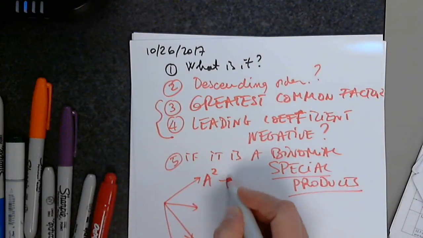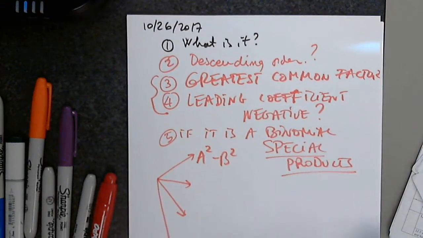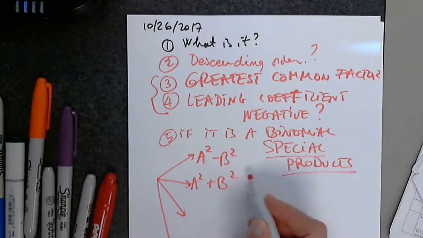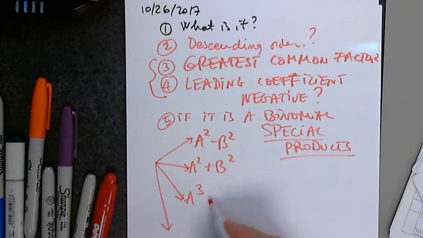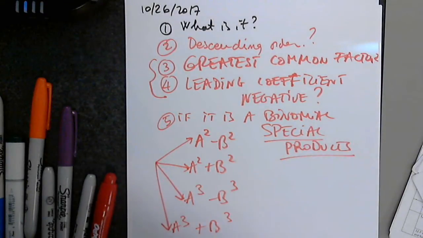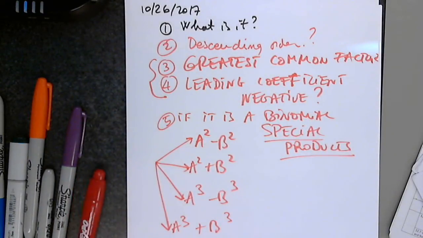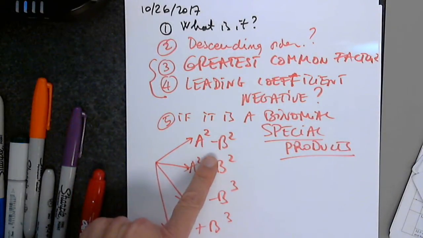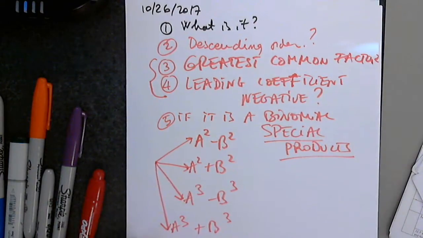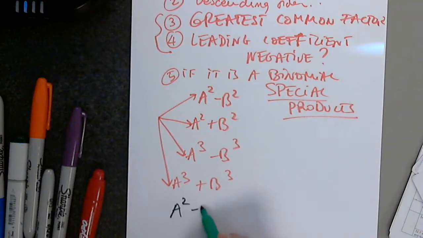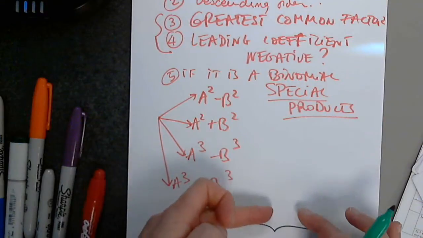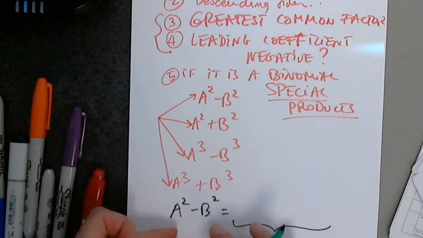So a squared minus b squared, a squared plus b squared, a cubed minus b cubed, and a cubed plus b cubed. Now let's talk about each and every one of them. The first one is on our contract from the first day of classes. So a squared minus b squared. Do you remember where this comes from? What do we have on this side? What do I multiply to get a squared minus b squared?